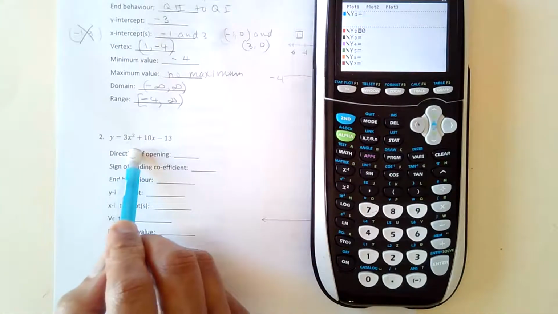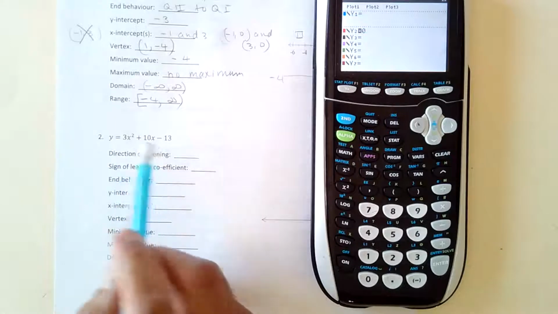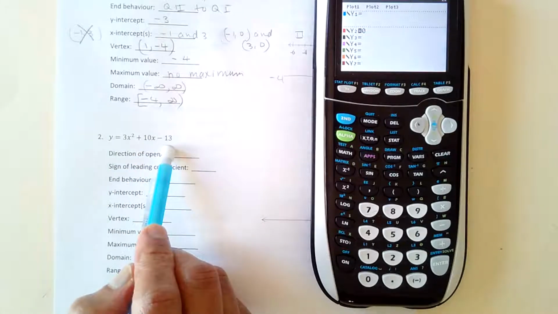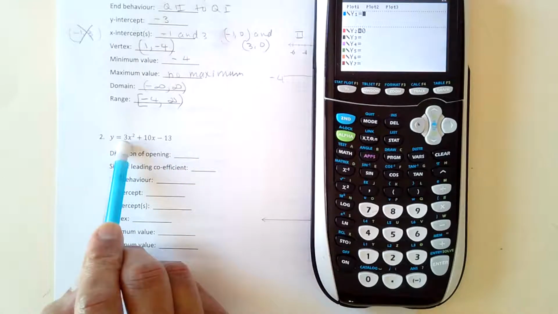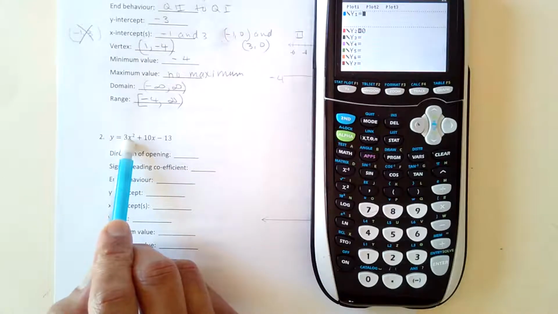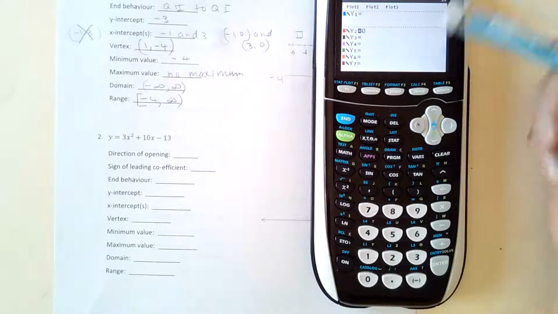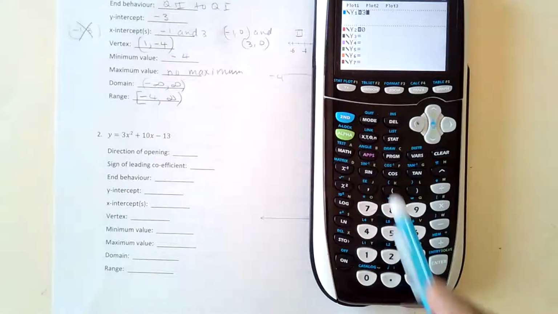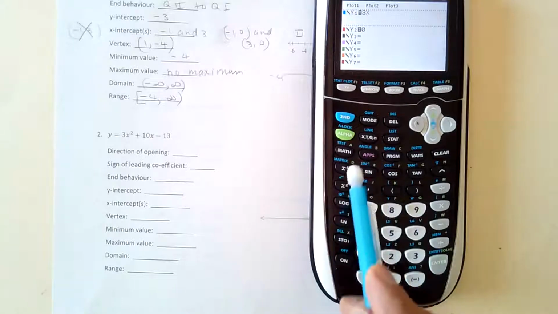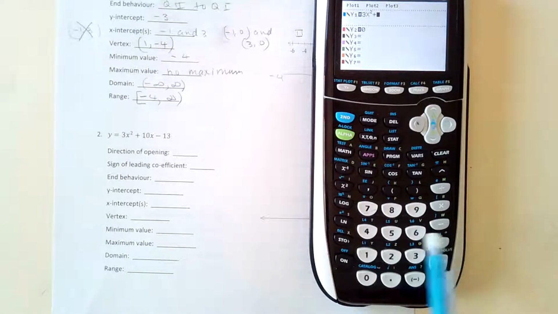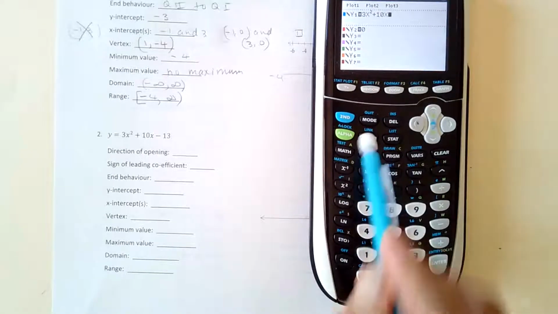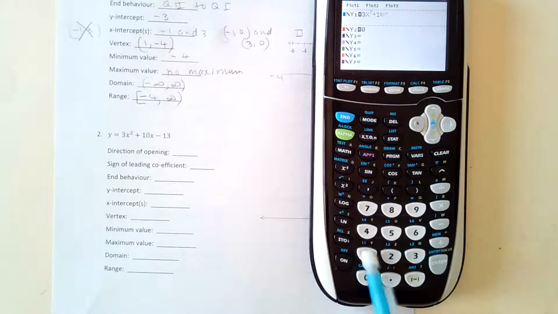First thing, enter into your calculator. We can tell from the equation that this graph is going up because the a value is positive, but we let our graph and calculator show us. So we'll enter this first: 3x squared plus 10x minus 13, and graph.